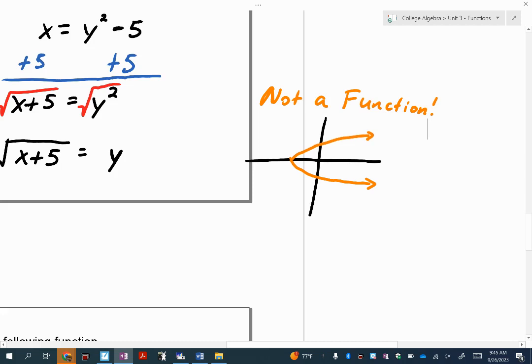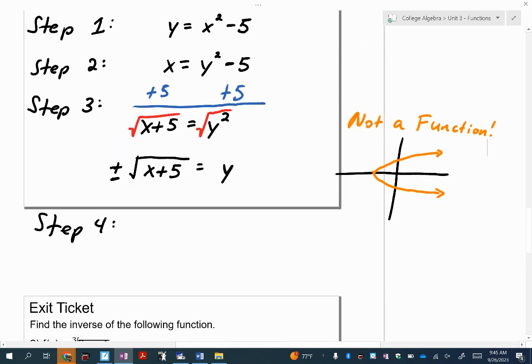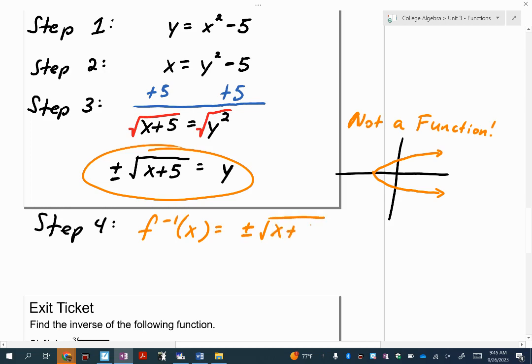It's not a function. All right. So because it's not a function, you're not going to do step 4. So this is the answer. Let me write what it would be if it were a function. So if it were a function, you would write it like this. Do you see how I did the function notation? You would do this if it was a function. But we're saying it's not a function.